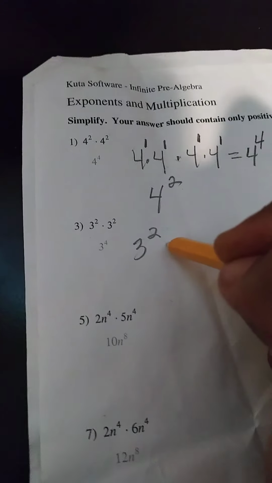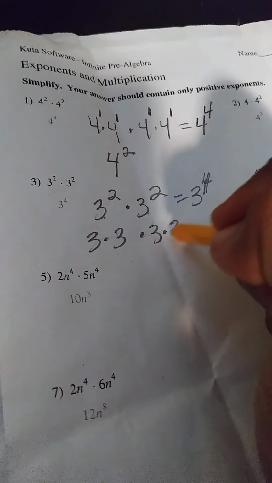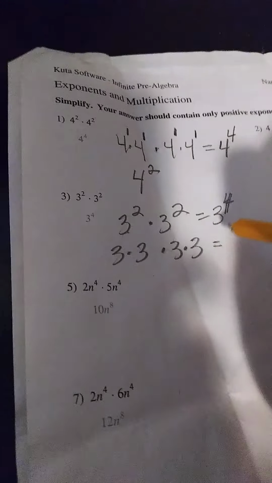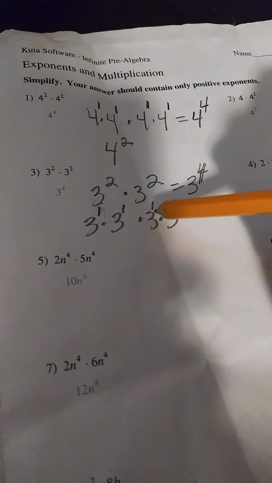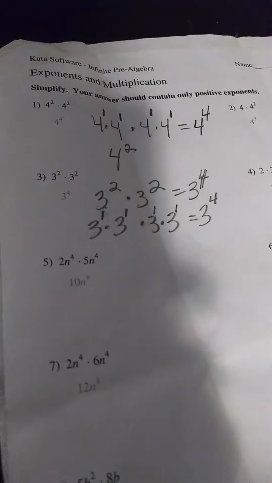This means 3 times 3, and this one right here means 3 times 3. So you got 1, 1, 1, and 1. So you got 1 3, 2 3s, 3 3s, 4 3s. So you have 3 to the 4th power because you have 4 3s times each other. Let it slide down here. I'm at the 3-minute mark on this video. I got 2 more minutes to go.